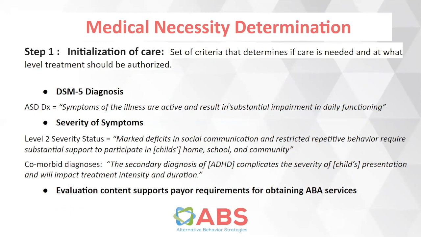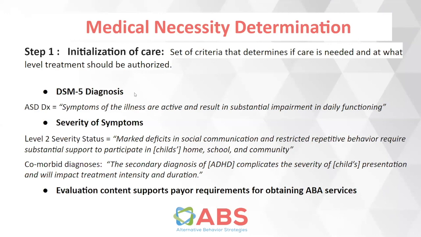So I wanted to walk through some of the ways you might take the report that you have and translate that into the information that you need when you're crafting an ABA assessment that meets the criteria for medical necessity. The first step in achieving a determination of medical necessity is the initial assessment that you do when a payer is first authorizing care. This first initialization of care is that set of criteria that determines if care is needed and at what level the treatment should be authorized. So you have to make the case that the treatment is medically necessary, and then how much treatment is medically necessary. And I think here there are 4 things that you can probably lean on from the diagnostic evaluation.